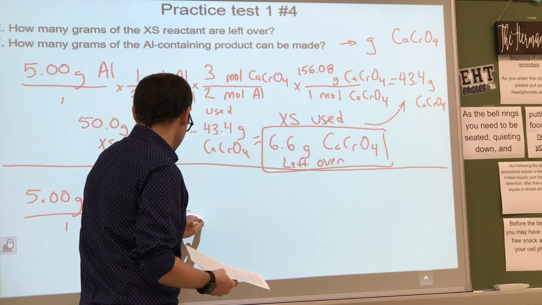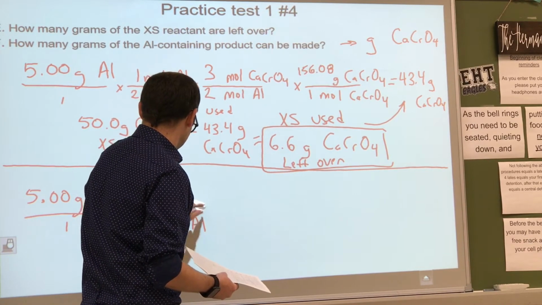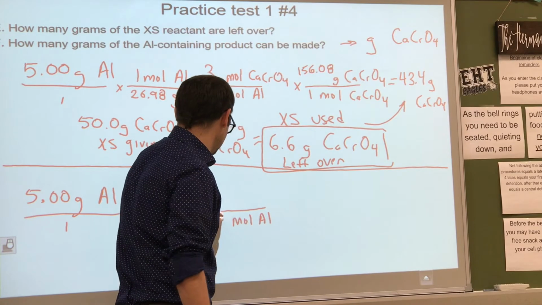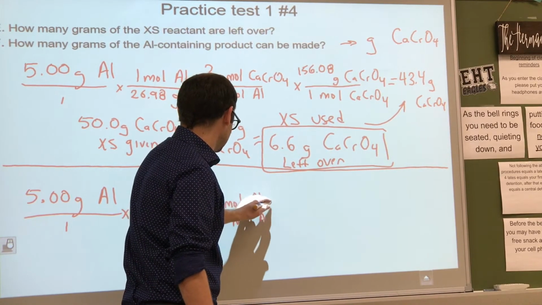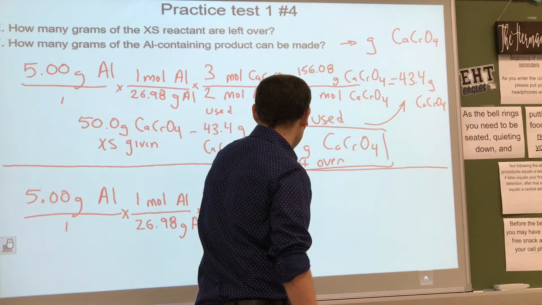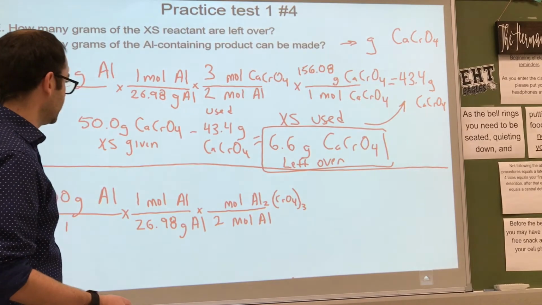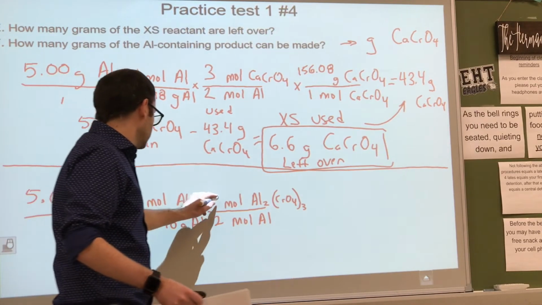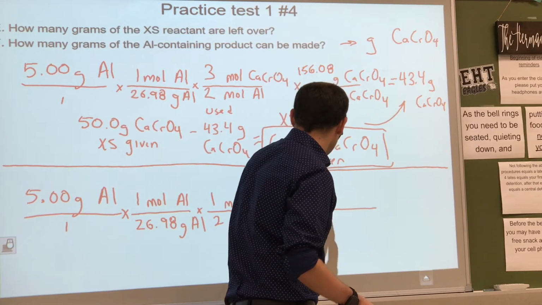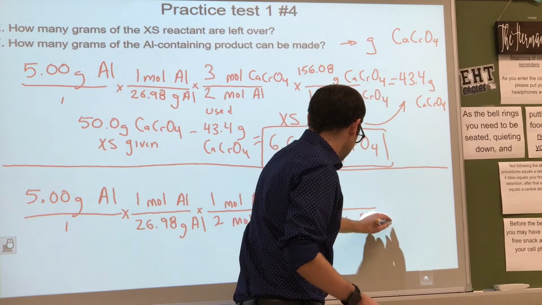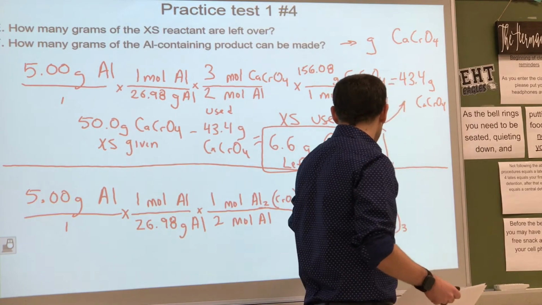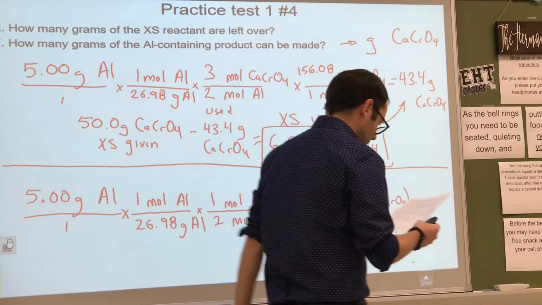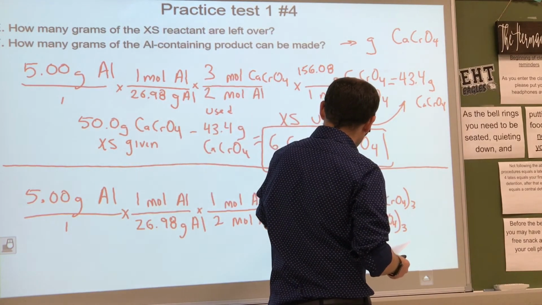26.98 grams of aluminum. All right, so we have moles of aluminum is 2. How many moles of the aluminum-containing product? That was 1, right? Go back. Yep, there's 1, Al2. Right there, 1 mole. And then the molecular mass goes on the top, and it is 401.96.